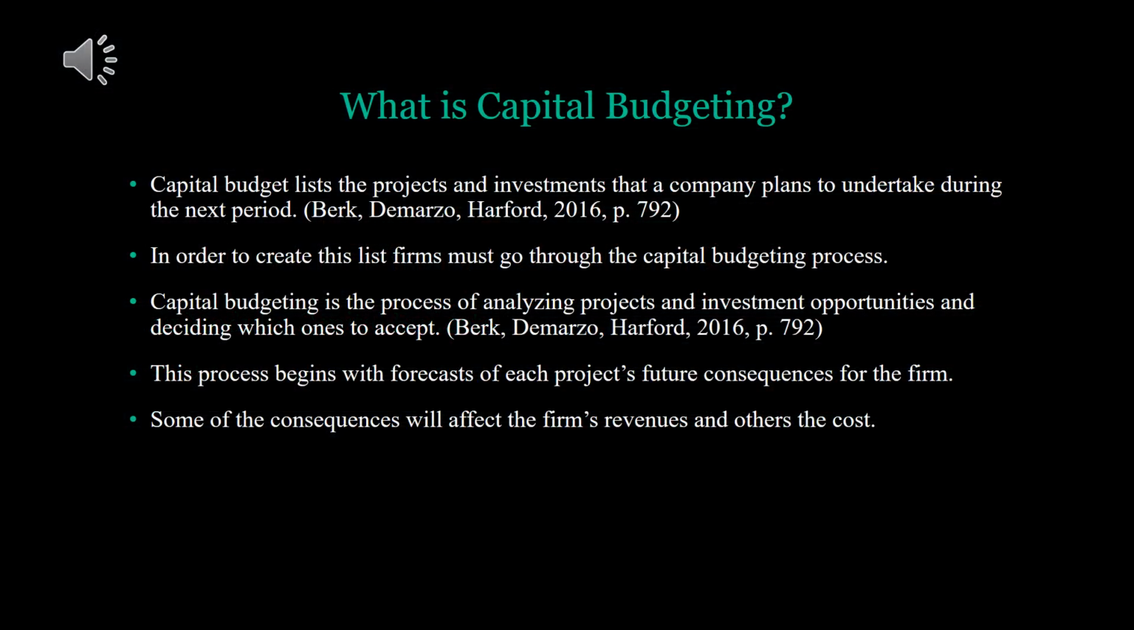What is capital budgeting? A capital budget lists the projects and investments that a company plans to undertake during the next period. In order to create this list, firms must go through the capital budgeting process. Capital budgeting is a process of analyzing projects and investment opportunities and deciding which ones to accept and which ones to reject. This process begins with a forecast of each project's future consequences for the firm. Some of the consequences will affect the firm's revenue and others the cost.